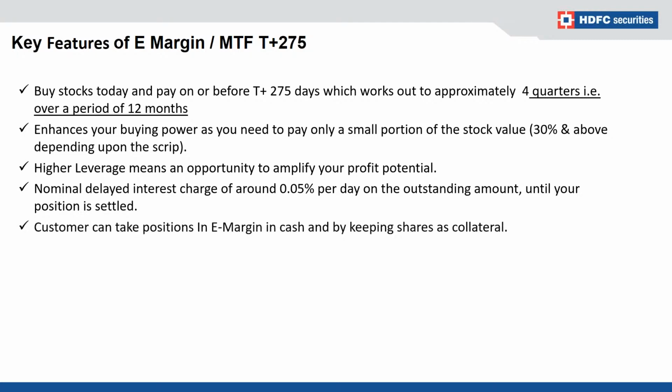Customers can take e-margin positions by keeping cash or shares as collateral. This means if a customer says, okay, fine, I do not have cash to pay, can I buy shares by keeping shares as collateral? Yes. Customers can take positions by keeping cash as margin, or they can give shares as collateral and take positions in e-margin. So customers have the choice to buy shares by keeping cash or by giving shares as collateral. Both options are available to the customer.